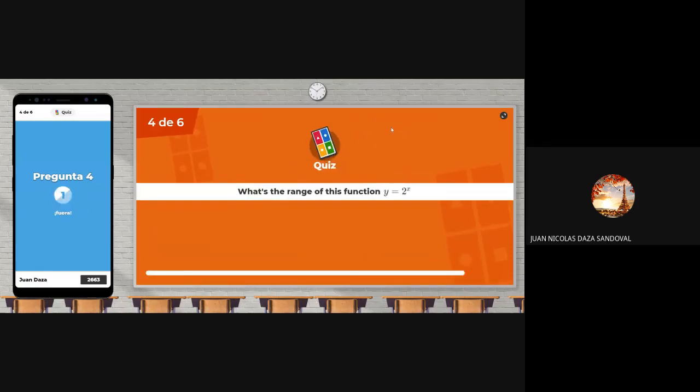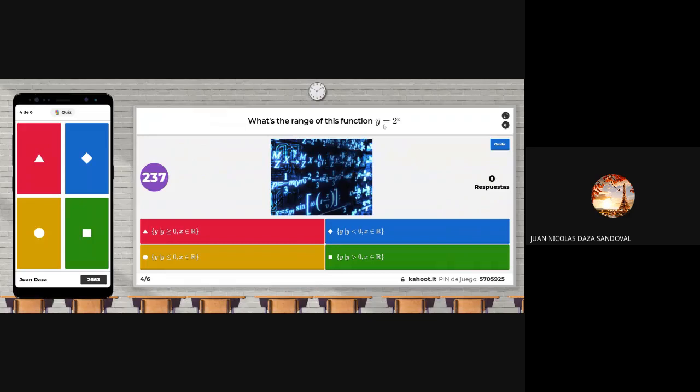The range of this function. This is an exponential function, so the range will be the numbers that are higher than 0. So the correct answer will be the green one.